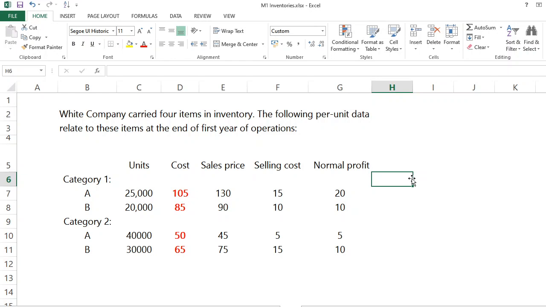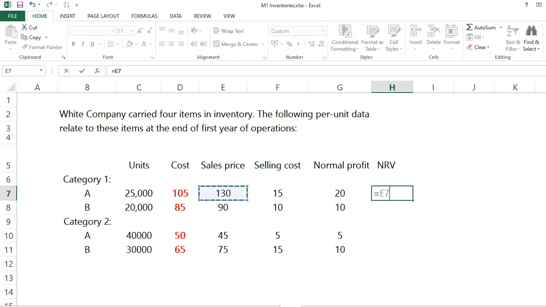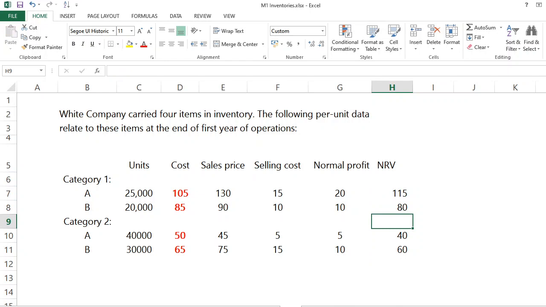This is problem 12-4. So, ang ating NRV dito is a simple sales price. Okay, that's 130 minus our selling cost of 15. Ay, kino-calculate pa. That's 115. So, ilagay na natin dito, NRV. Ayan. NRV is ito minus ito. Ayan. So, we have 115, 80. Ay, sorry, 80. And then we have 40 and 60. And then, these figures ang i-compare sa ating cost.